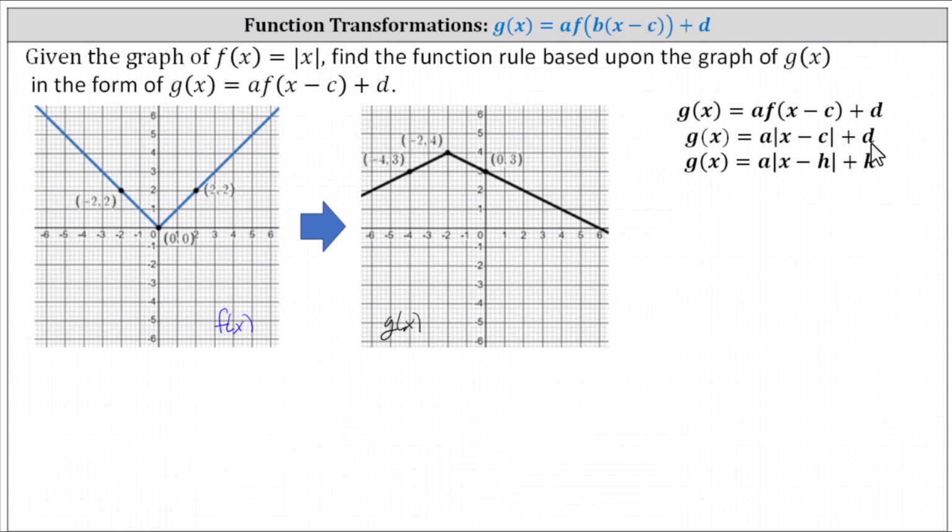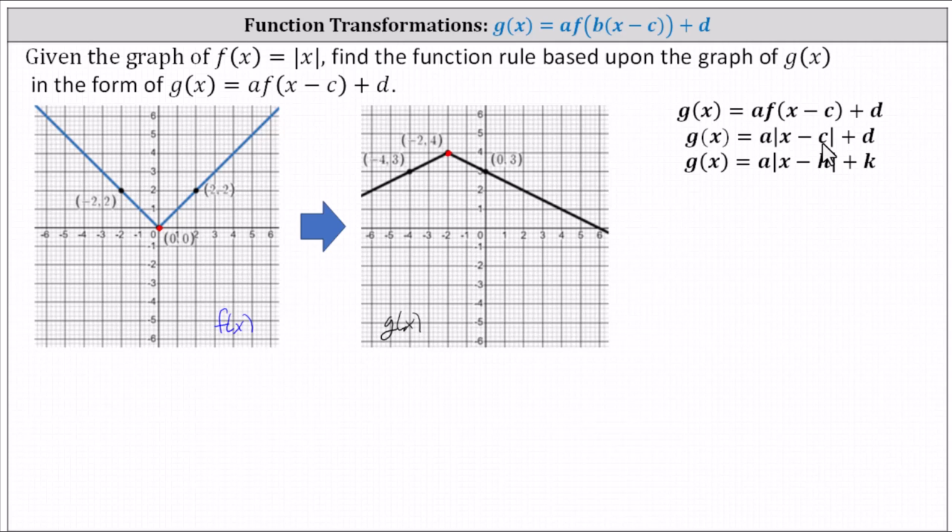You may also see the equation in the form shown here below, where c is replaced with h and d is replaced with k. Either way, it doesn't affect the final outcome. To begin, let's track the movement of the vertex. Notice for f of x, the vertex is 0, 0. For g of x, the vertex is negative 2, 4. This indicates the graph has been shifted left 2 units and up 4 units.